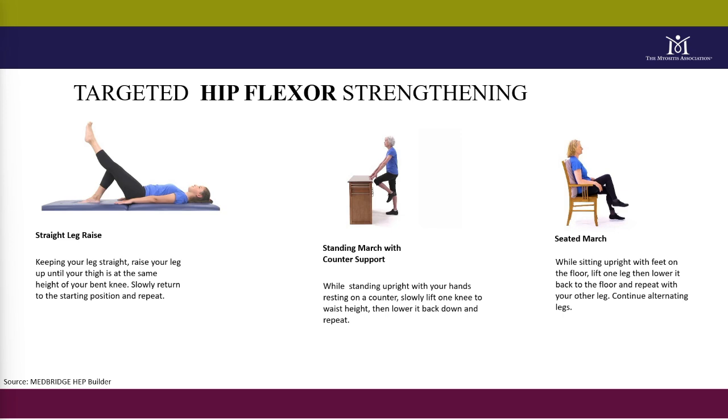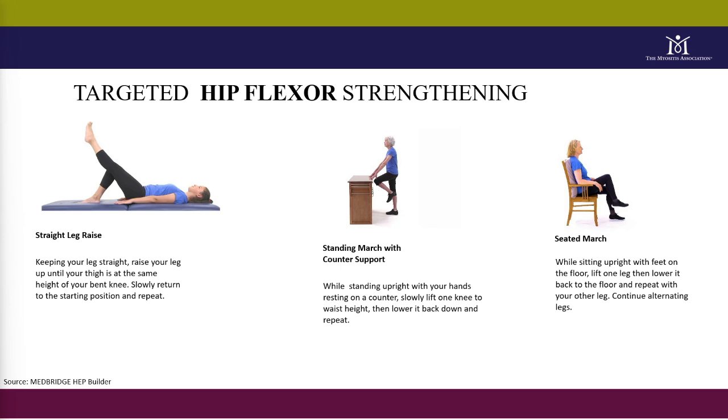Here's another hip flexor exercise. It's the straight leg raise. So before you lift your leg straight up, make sure the other knee is bent up. And then once you lift it up to the height of the other leg, you may hold it there for a few seconds while keeping your abdominal muscles tight, and slowly return to the starting position and repeat as many repetitions as you can tolerate.